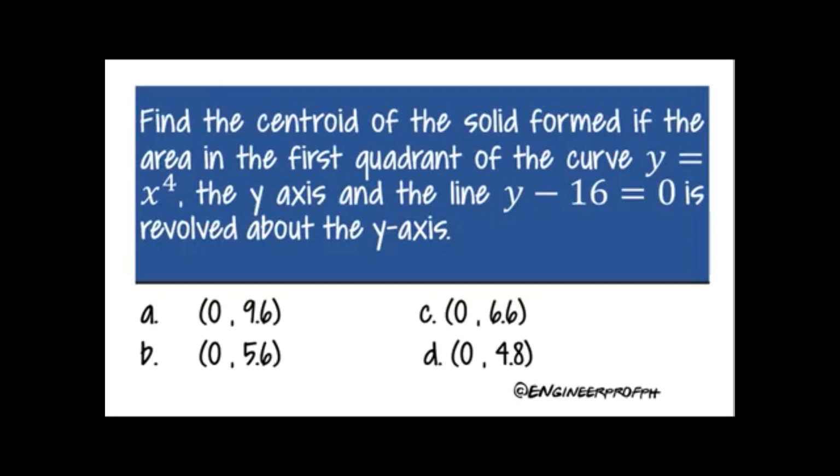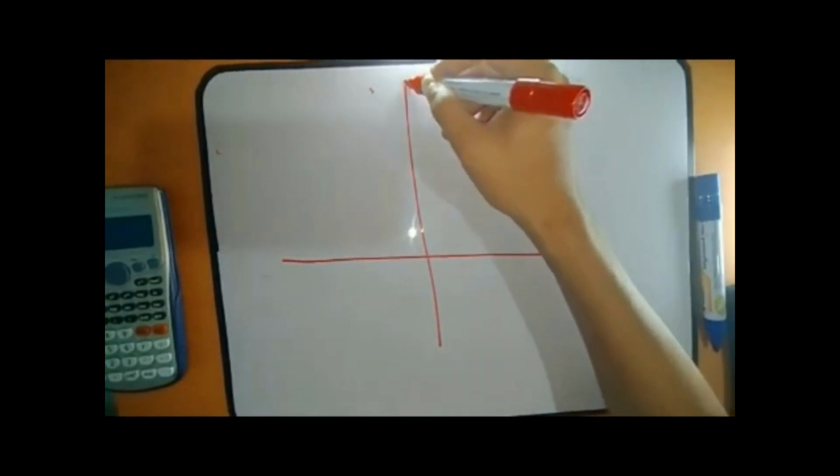So in this next problem, guys, we have find the centroid of the solid form if the area in the first quadrant of the curve y is equal to x raised to 4, the y-axis and the line y minus 16 equals 0 is revolve about the y-axis. So i-graph natin yung curve, guys. So parang parabola siya. So this is y is equal to x raised to 4.